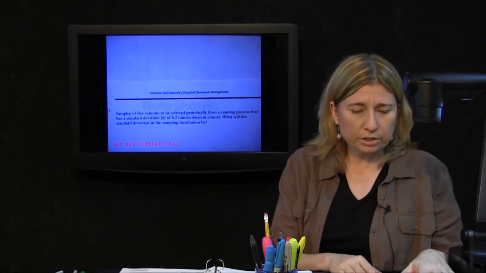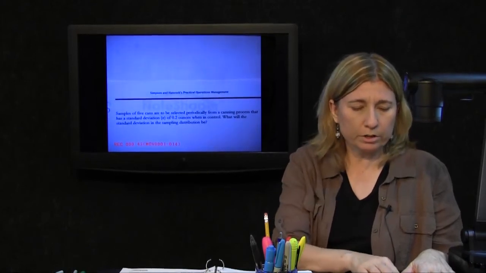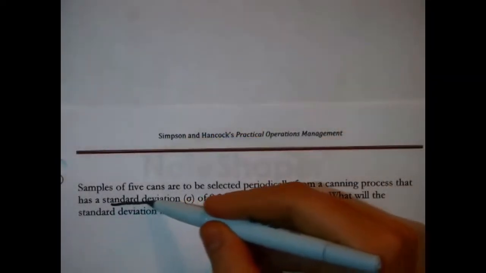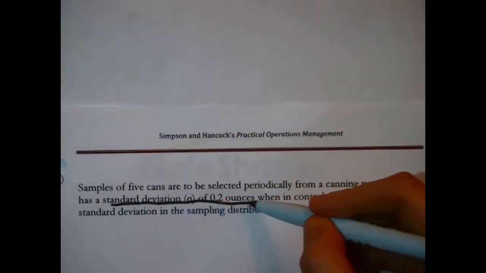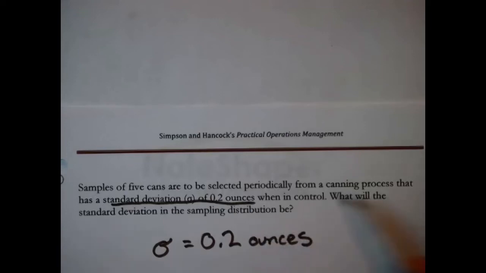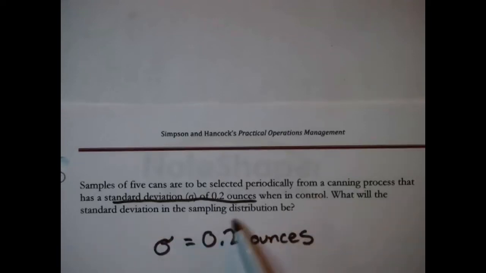Samples of 5 cans are selected periodically from a canning process that has a, now notice that has a standard deviation of 0.2 ounces. So I'm just going to call that particular data point out there. What will be the standard deviation of the sampling distribution?